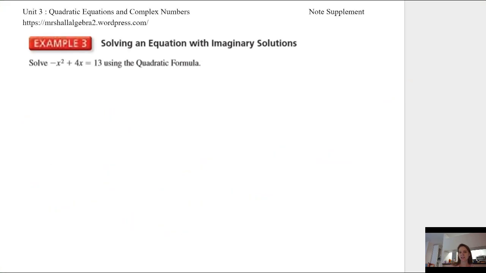Example 3, solving an equation with imaginary solutions. So we already know there's going to be an i in the solution. Solve using the quadratic formula. Same steps as before. First, get it in standard form. Get this equation in standard form. So we have negative x squared plus 4x minus 13 equals 0. Identify the a, b, and c.